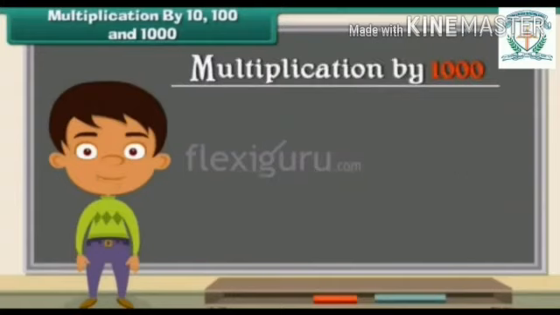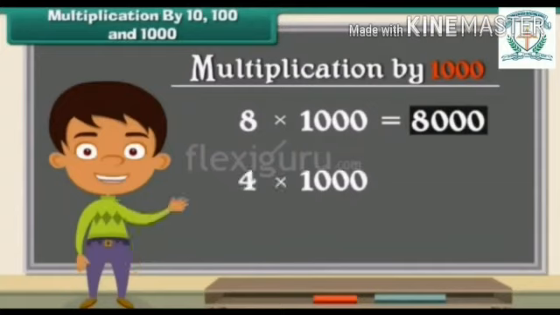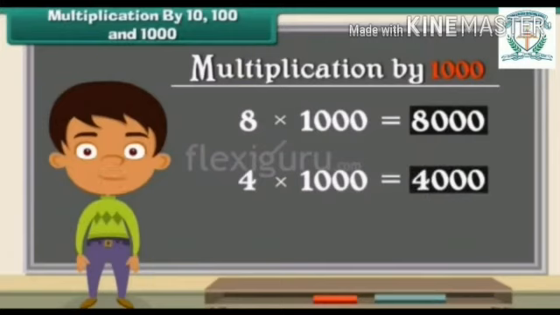When we multiply a number by 1000, we add 3 zeros in the thousands place to the right side of the number to get the result. Let us multiply 8 into 1000, add 3 zeros to the right of 8 to get 8000. By the same logic, 4 into 1000 is equal to 4000.